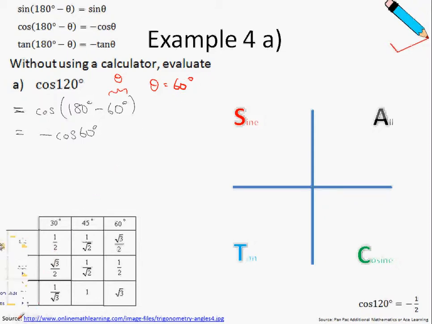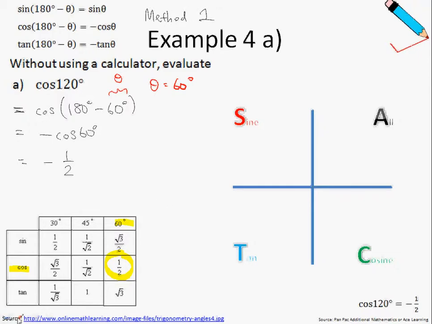And then what I'm going to do is to read off the table over here. Let me just remind everyone how to use this table. So cosine of 60 degrees will give me half. Let me just replace cosine of 60 degrees by half, and therefore my answer is just negative half. So this is method number 1. Let me just write it over here, method 1.